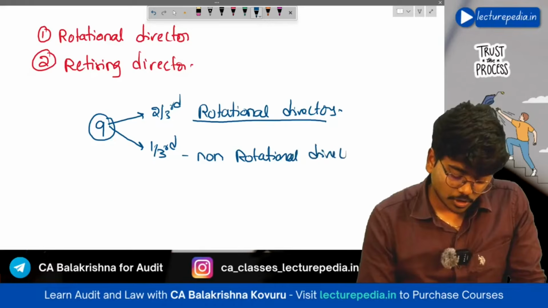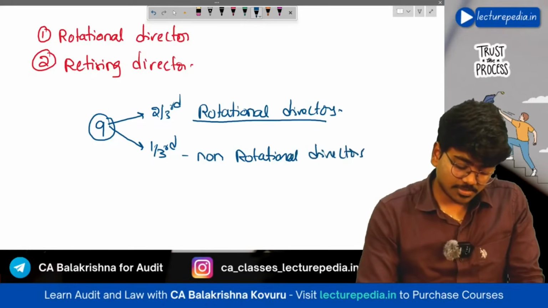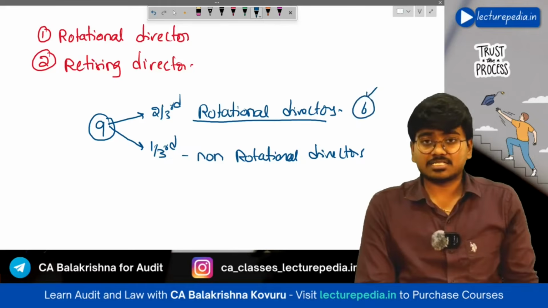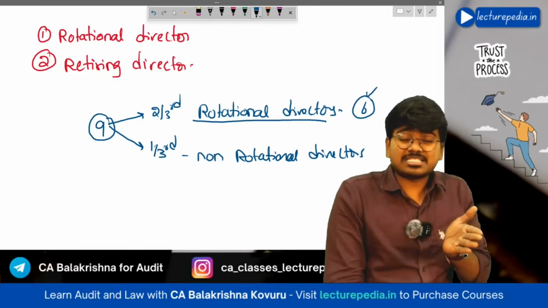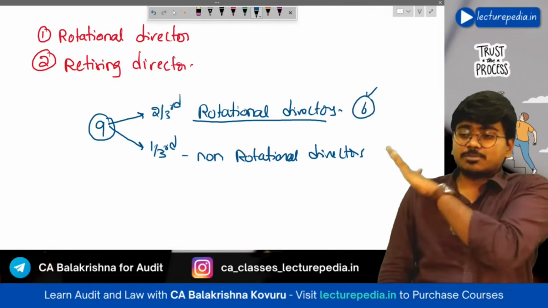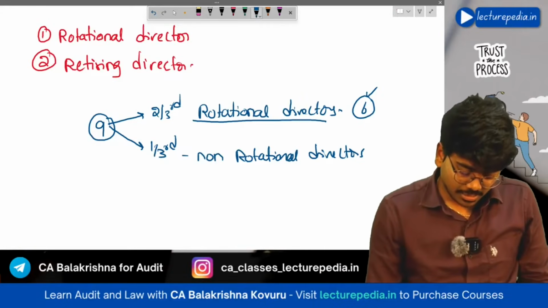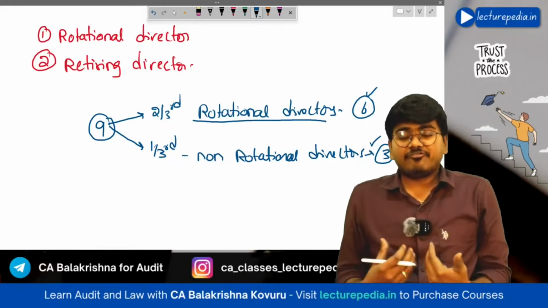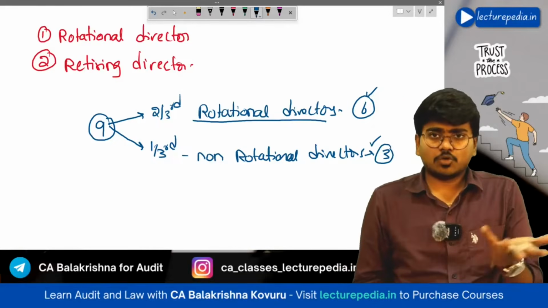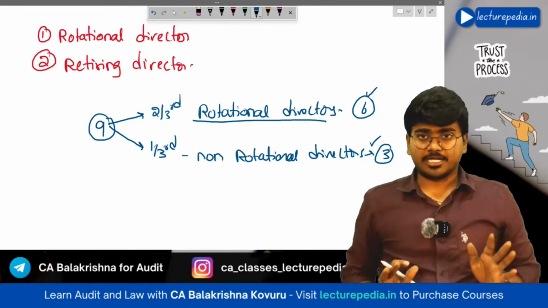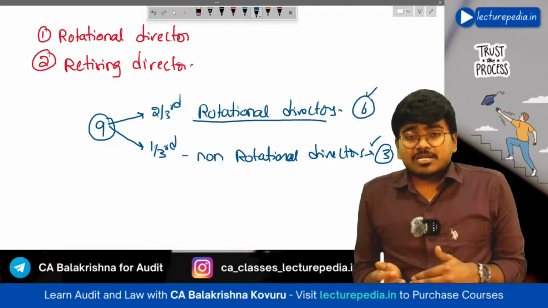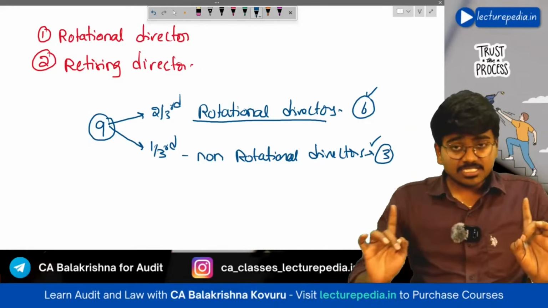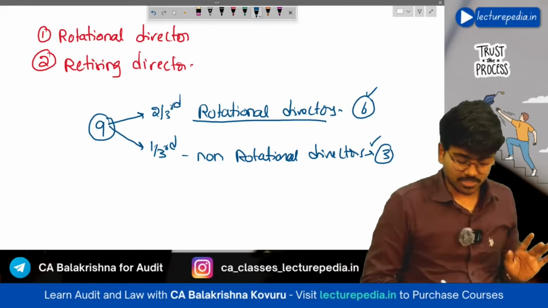So in our example, 2/3 means 6 directors out of 9 must be rotational directors. That means their period of office has to be decided by the concept of rotation, and for the remaining 3 directors, their tenure can be fixed by the shareholders or based on their appointment. Basically, 1/3 can be non-rotational and 2/3 must be rotational, and this concept of rotation is applicable only for public companies, right?